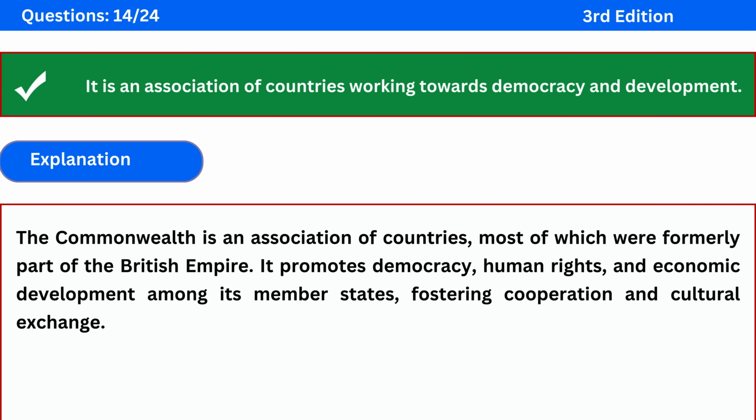The correct answer is, it is an association of countries working towards democracy and development. Explanation: the Commonwealth is an association of countries, most of which were formerly part of the British Empire. It promotes democracy, human rights, and economic development among its member states, fostering cooperation and cultural exchange.